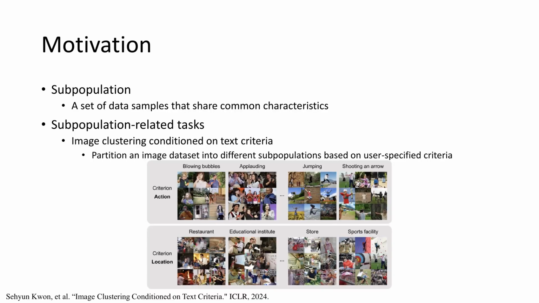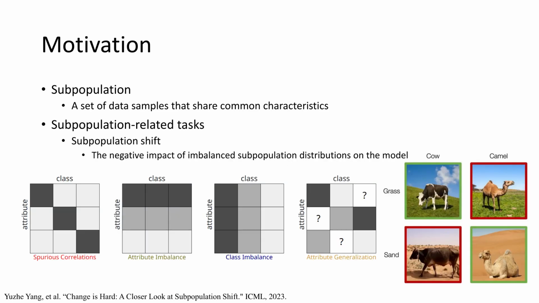A subpopulation is a group of data samples with shared characteristics. The concept is related to various tasks. For example, ECCV is an image clustering task based on user-specified text criteria. Subpopulation shift occurs when the proportion of some subpopulations between training and deployment changes, leading to significantly decreased performance.